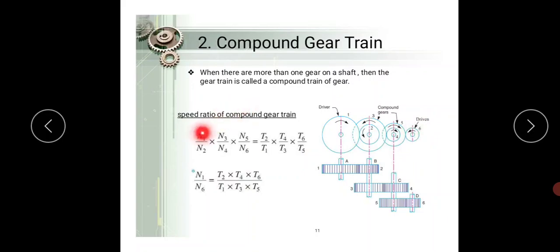Here N3 and N2 are placed on the same shaft, so they will get cancelled, and N5 and N4 are the same, so they will get cancelled. Now the remaining is N1 divided by N6 equals T2 into T4 into T6 divided by T1 into T3 into T5. Because there is a difference in the number of teeth in gear 1 or gear 2, gear 3 and gear 4, as well as gear 5 and gear 6.